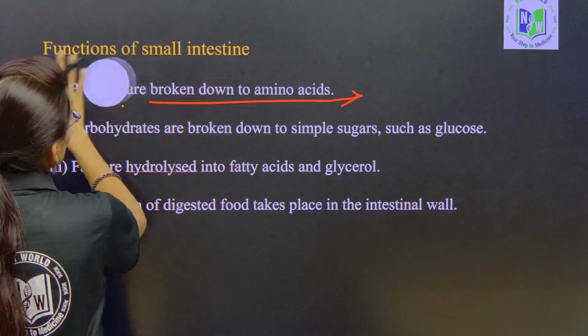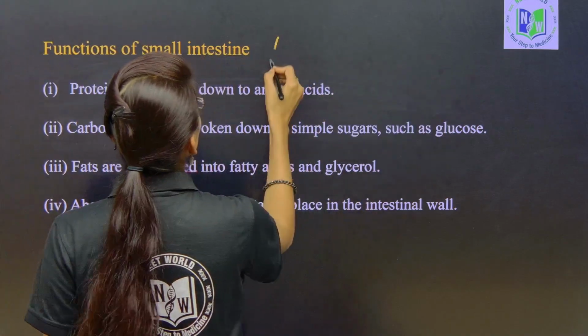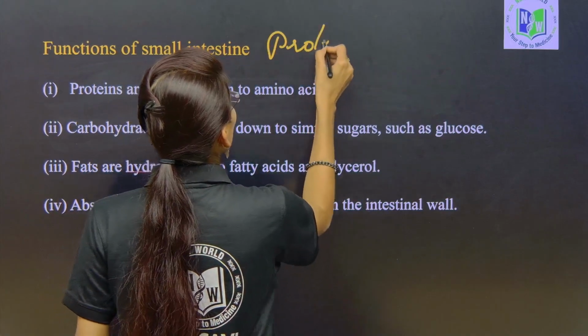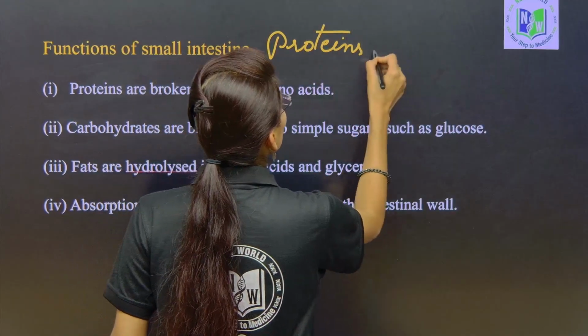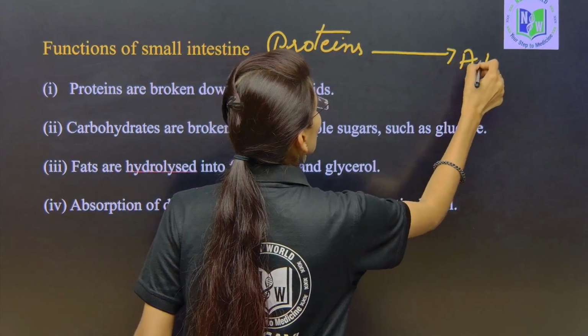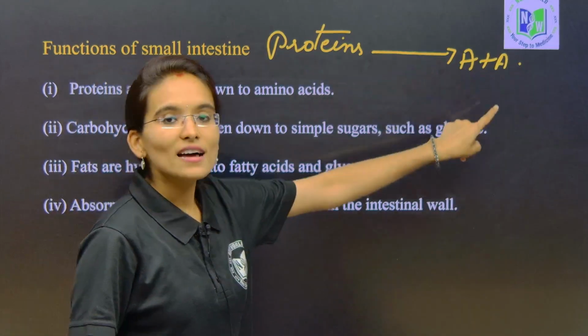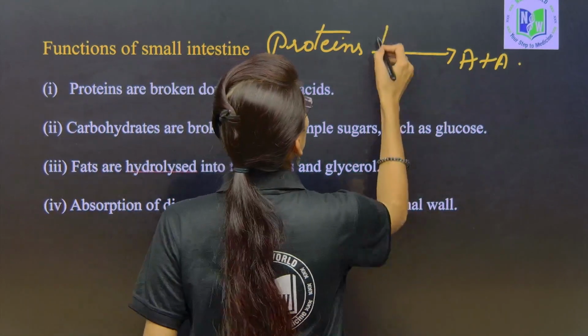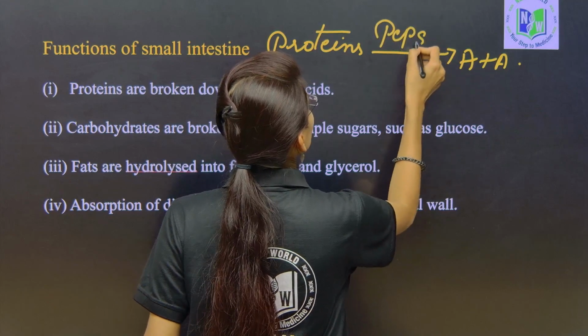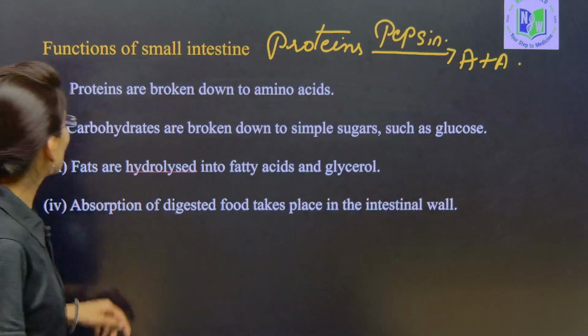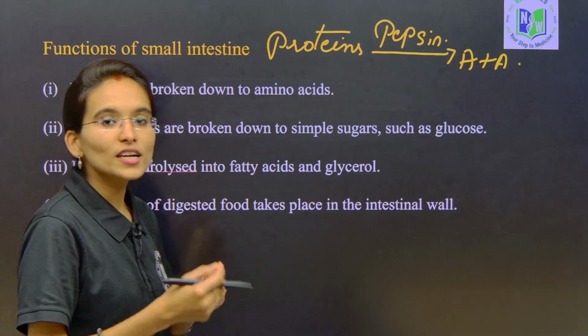Let me make a note here, my dear students. Proteins are broken down into amino acids. Proteins are broken down into amino acids in the presence of which enzyme, my dear students? In the presence of pepsin. And next, carbohydrates are broken down.